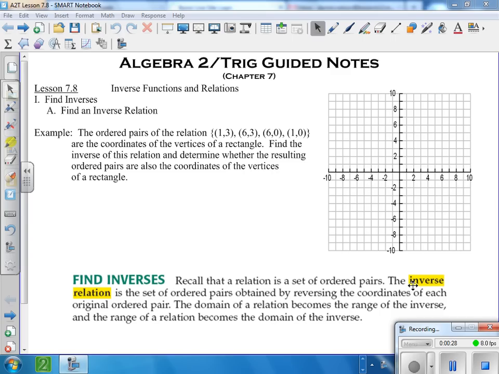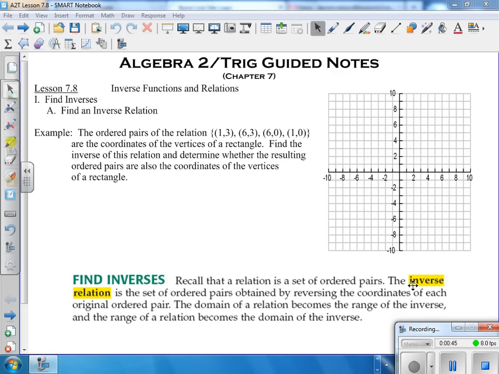So notice they're in set braces. It's a set of ordered pairs. They're the coordinates of the vertices of a rectangle. Find the inverse of this relation and determine whether the resulting ordered pairs are also the coordinates of the vertices of a rectangle. Alright, and then down at the bottom here, let's look at this.